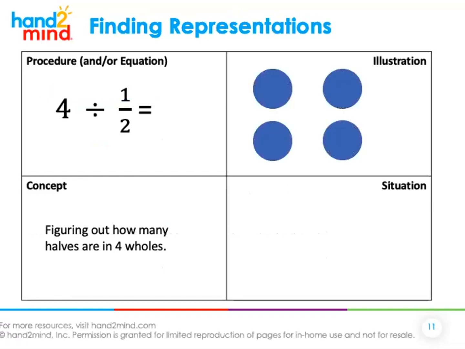So we'll start with circles again. Here's our wholes. We have 4 of them, and we're trying to figure out how many halves are there. So we split them in half and count them up. You can see that for each whole, we get 2 halves. So altogether, we end up with 8 halves. What's a situation that matches this illustration?